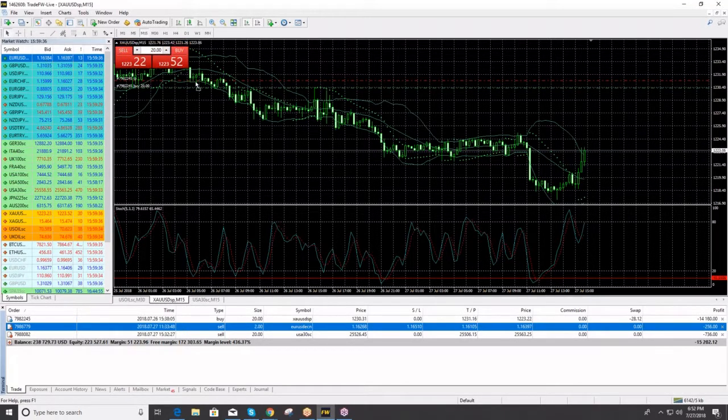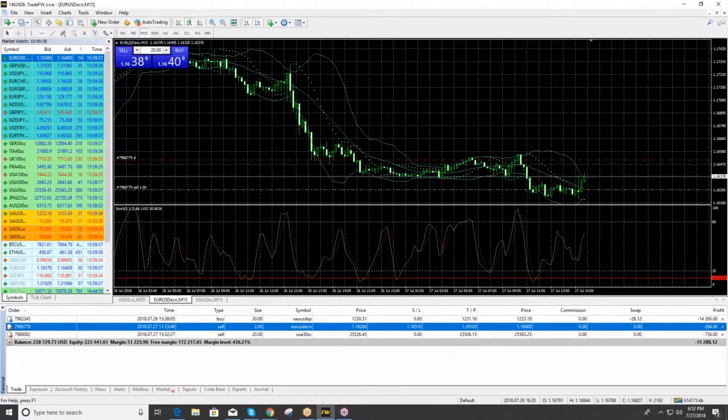Euro USD is turning red. It's coming close to hit stop loss.